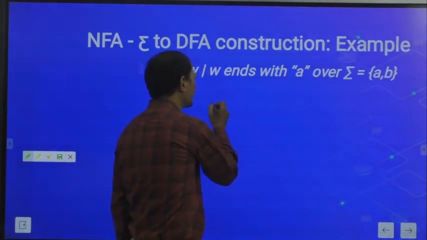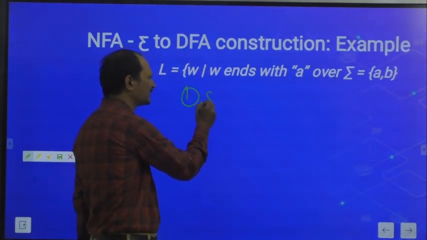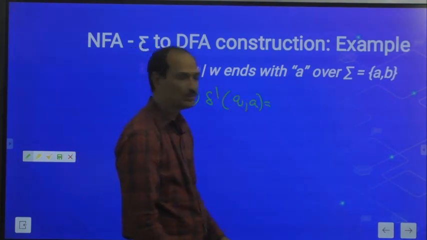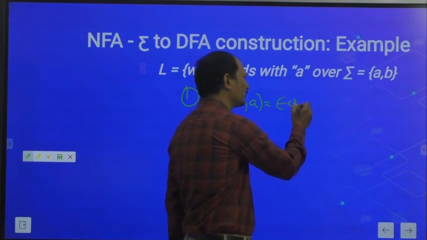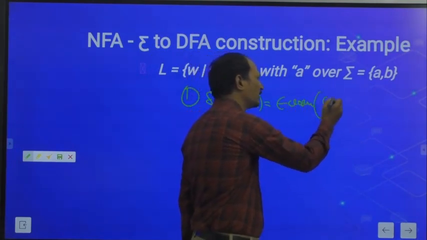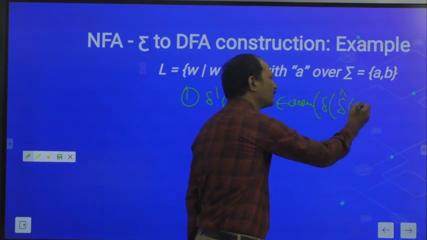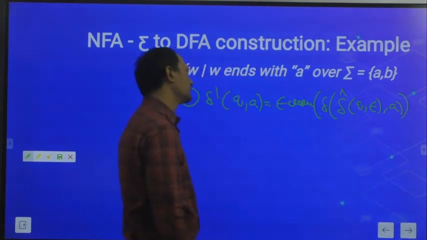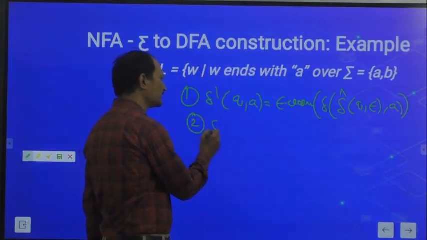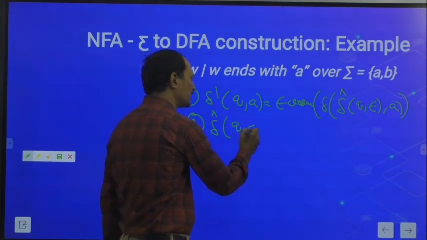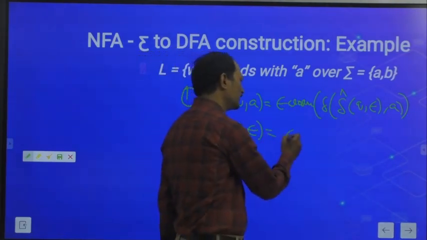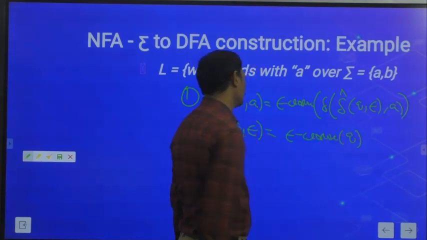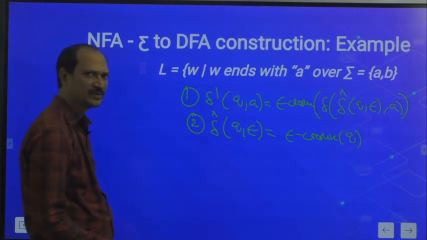So what is the first formula I have written? The first formula is delta dash of Q comma A is equal to epsilon closure of delta cap of Q comma epsilon comma A. The second formula that we have written is delta cap of Q comma epsilon is equal to epsilon closure of Q. This is how we are going to solve the problems.